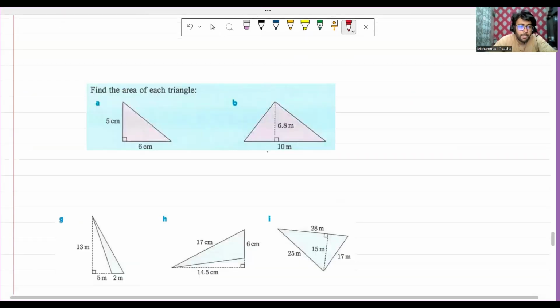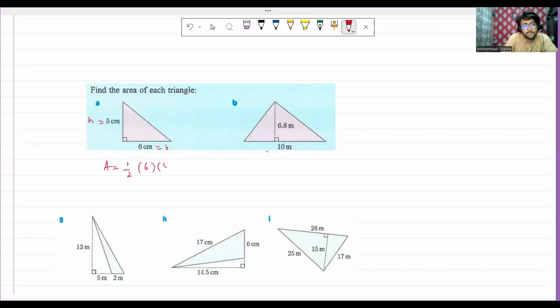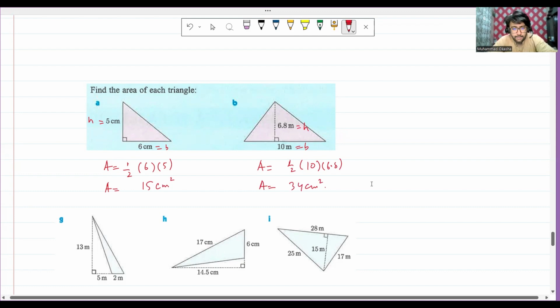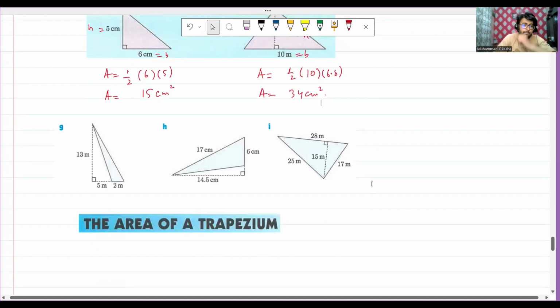So for example, in this one, this is the base, right? And this is very clearly the height. So area is going to be a half, base is 6, height is 5, 6 fives are 30, divided by 2 is 15 centimeters squared. If it's area, make sure you're putting in square. In this one, half, this is the base and this is the height. So half times 10 times 6.8, this is going to be 34 centimeters squared. Be very, very careful while solving these.